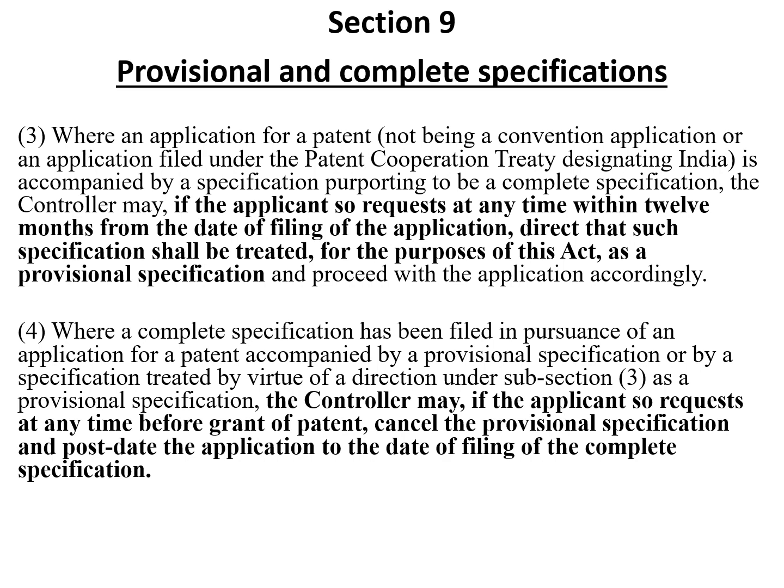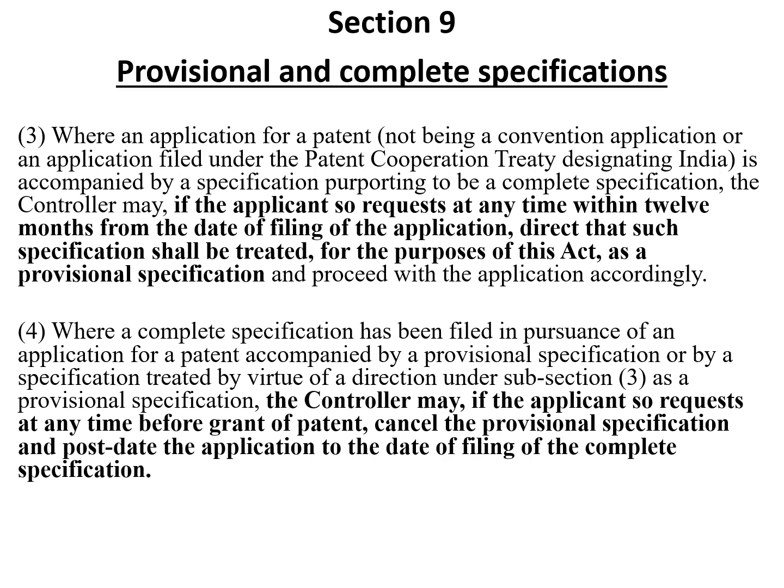So if the applicant wants to convert his complete specification into a provisional specification, this may be due to lack of development of the invention or some other reason, then the controller may treat it as converted into a provisional specification, provided the request is made within 12 months from the date of filing of the complete specification.